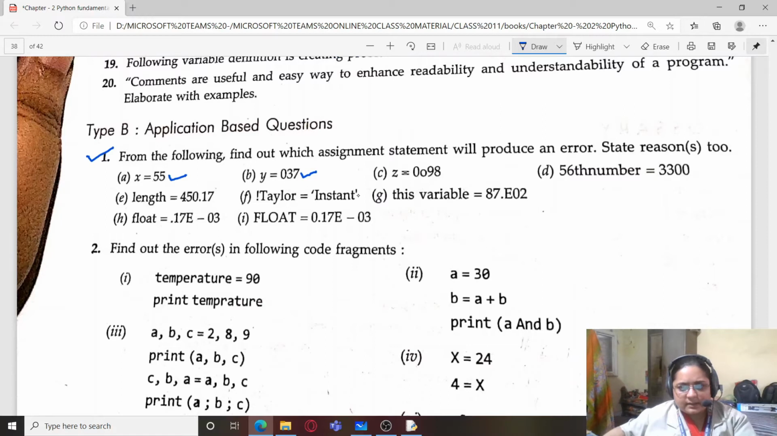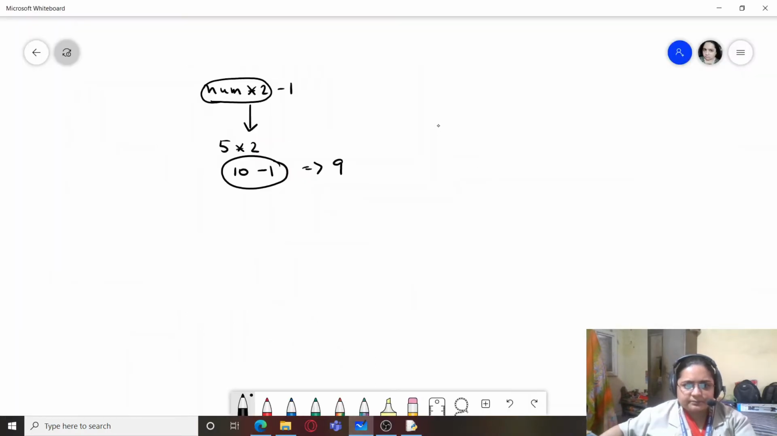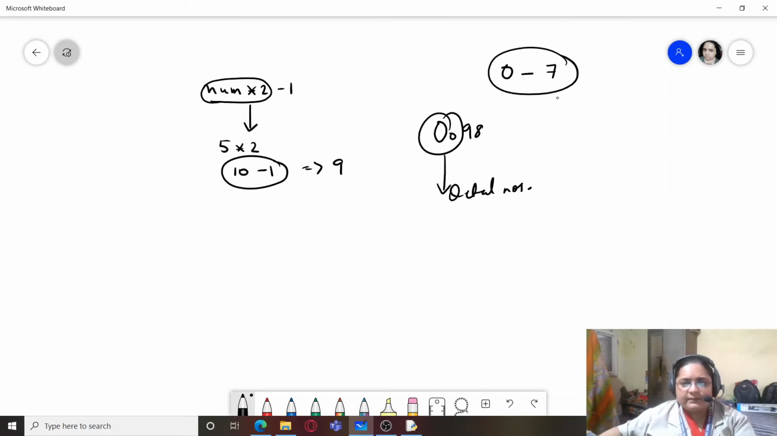Next is 0098. Now we know that 0o is used to represent octal numbers. This is used to represent what? Octal numbers or octal literals. And octal numbers can accept values only within the range 0 to 7. Hence, this will give an error.